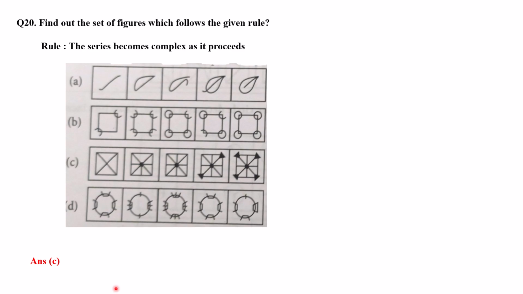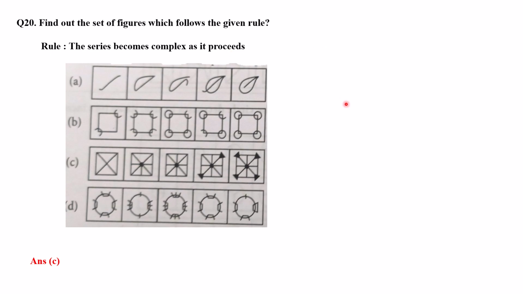Question 20. Find out the set of figures which follows the given rule. And the rule is the series becomes complex as it proceeds. So when you move from first to second, second to third, it should become more complex. But in the first option, you see it is increasing. But in the fourth one, you see it is not much complex than the previous one, isn't it? So this is not the correct option. Here B option, first 2 half circles, then 4, then 3 complete circles and 1 half circle, and here you see it got reduced, isn't it? So B is also not the correct answer because it is not following the rule.